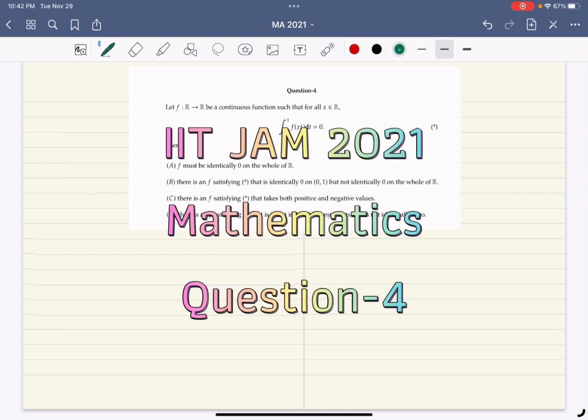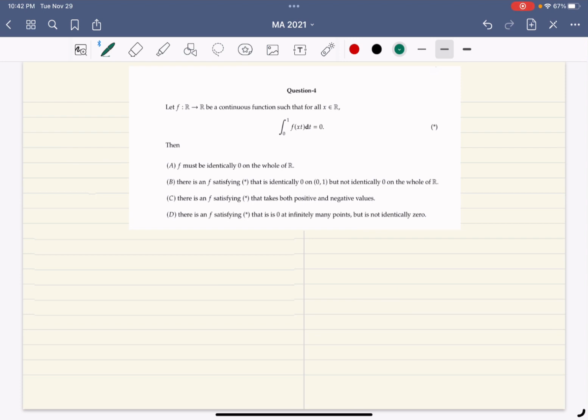Hi, in this video we are going to solve the fourth problem of IIT JAM 2021 Mathematics. In this problem, we are given a continuous function f from R to R which satisfies this integral star for all x. Now in this problem, first thing we can try is our quick method where we try to eliminate the wrong options by constructing an example.